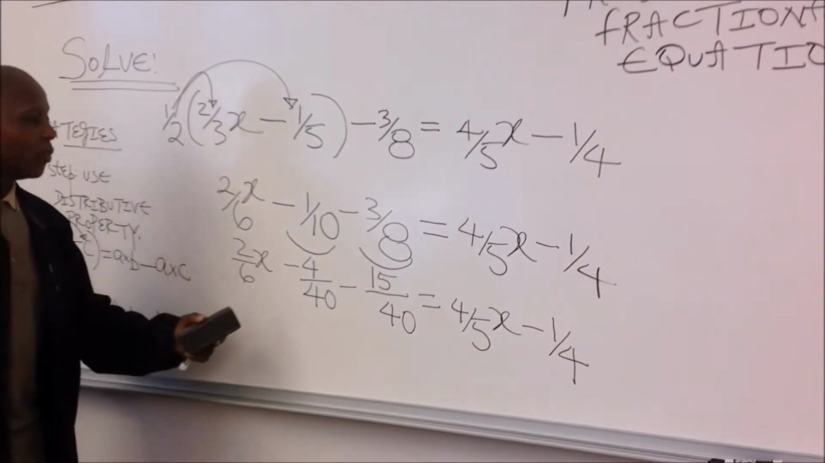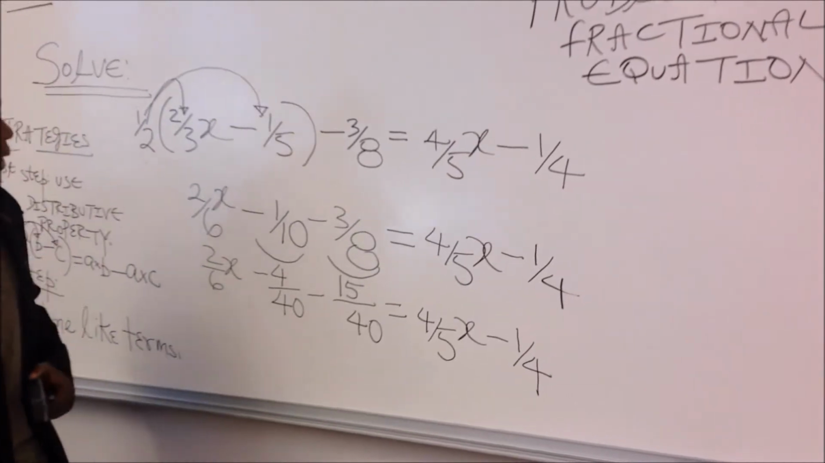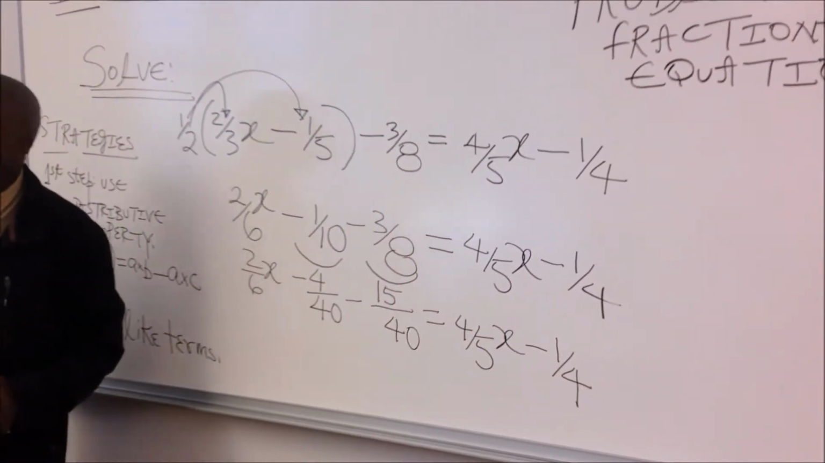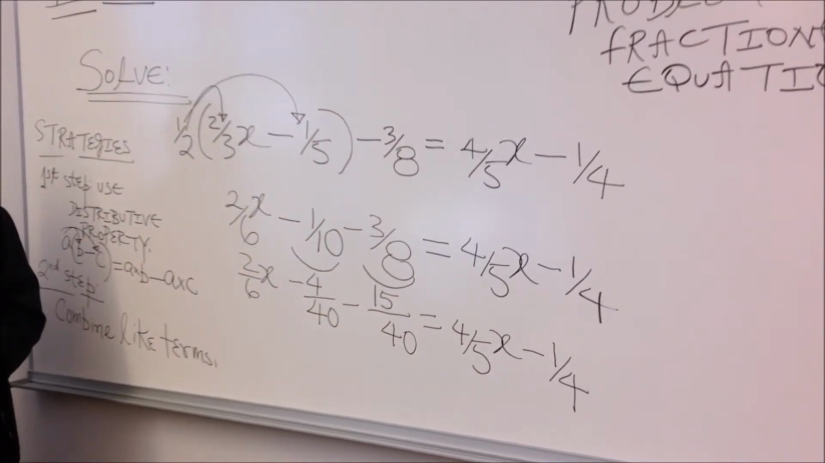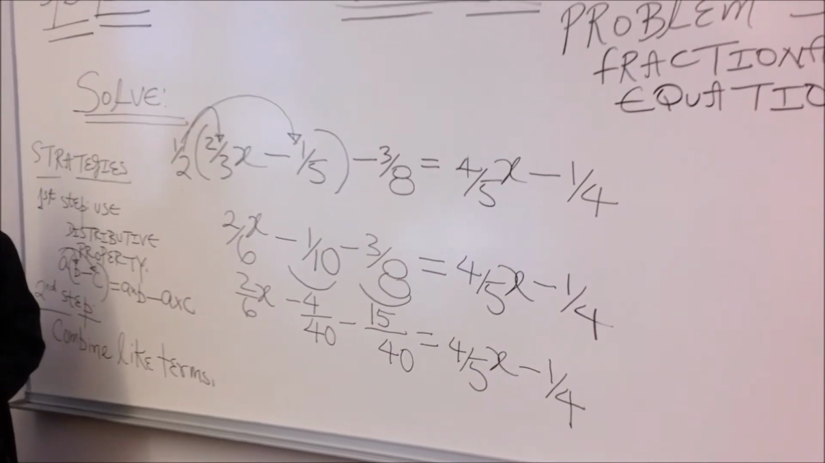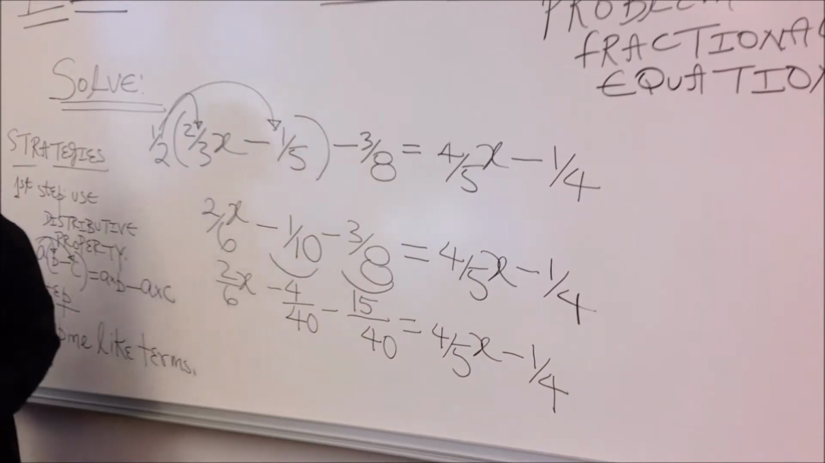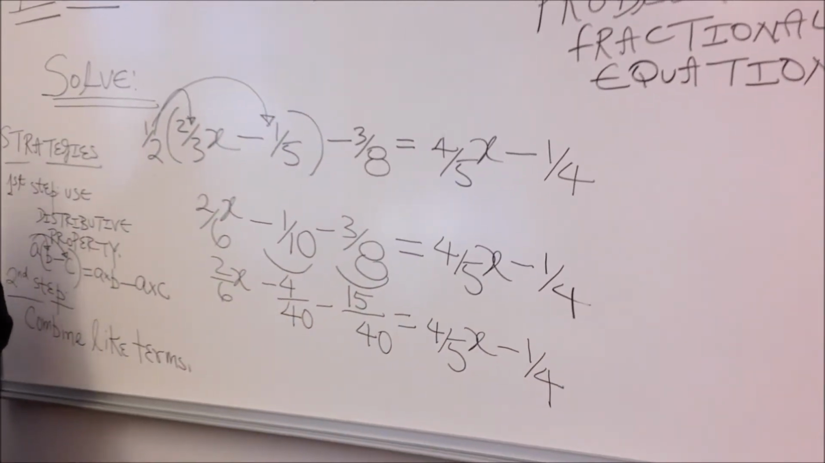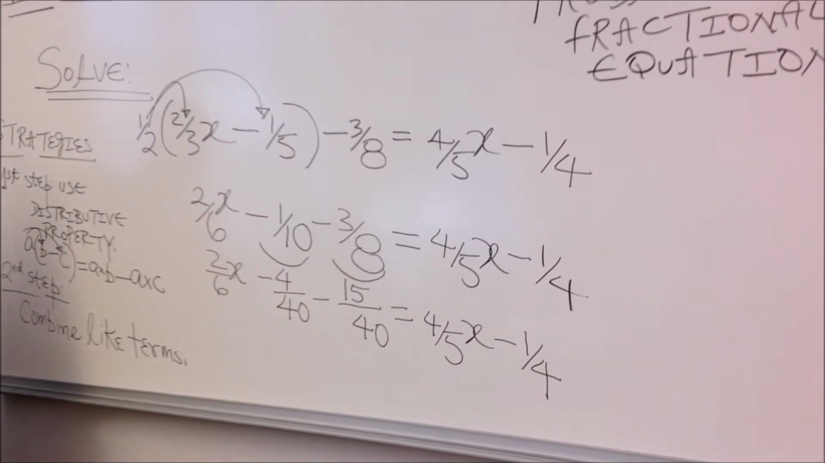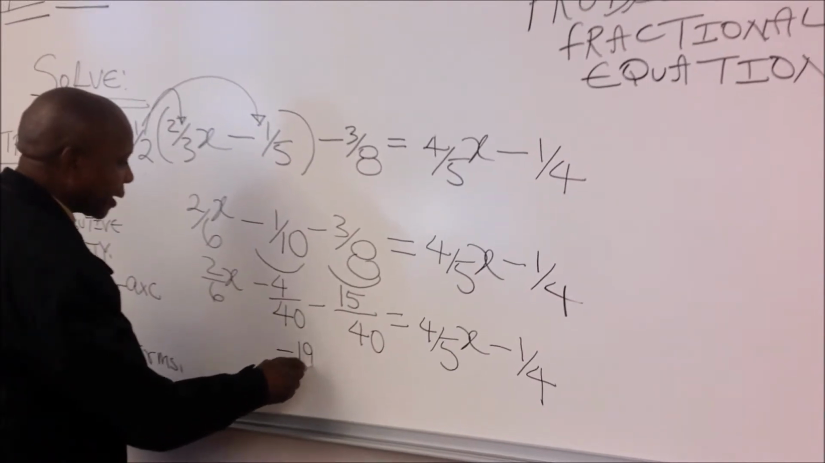So what is negative 4 over 40 minus 15 over 40? What would that be? Can anyone tell me what this will be? Negative 4 over 40 minus 15 over 40. Negative 19. Beautiful. Thank you so much. That is correct. Negative 19 over 40.